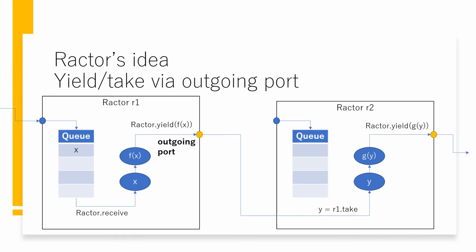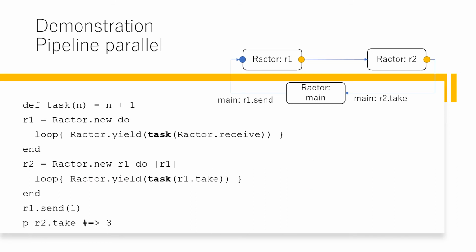There is an outgoing port, and a yielding Ractor puts a message to the outgoing port. A taking Ractor checks the outgoing port. As you can see, you can connect two Ractors with an outgoing port like that. And also, you can connect more and more Ractors like that. This concept can achieve pipeline parallel computation.